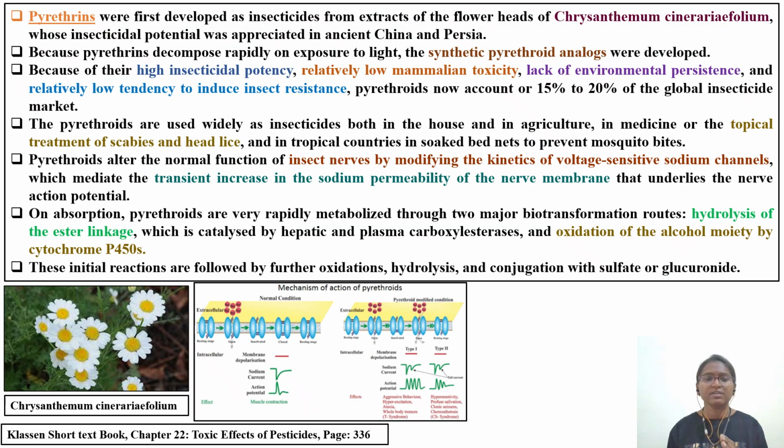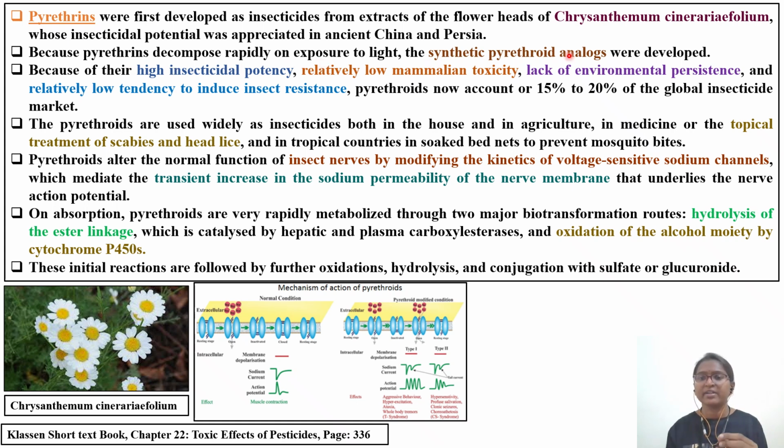Okay, so we'll see what has been discussed under toxic effects of pesticides in Casarett and Doull's short textbook only. If you look into pyrethrins, they were first developed as insecticides from the extract of the flower. This is Chrysanthemum cinerariifolium, the source from which this chemical, pyrethrin, has been extracted. In ancient times also, if you look into the literature, in China and Persia, these were used. Why? Because of a characteristic of these pyrethrins: they decompose rapidly on exposure to light.